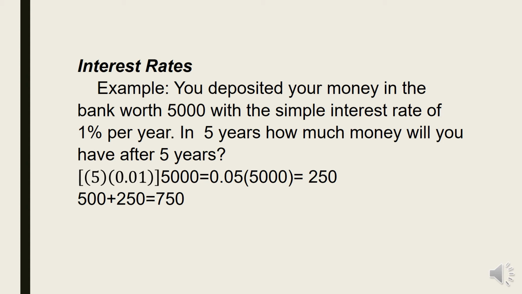The question is, in 5 years, how much money will you have? Therefore, we're going to add your principal amount plus the interest for the 5 years. Therefore, 5,000 plus 250 is equal to 5,250. So, in 5 years, your 5,000 becomes 5,250.